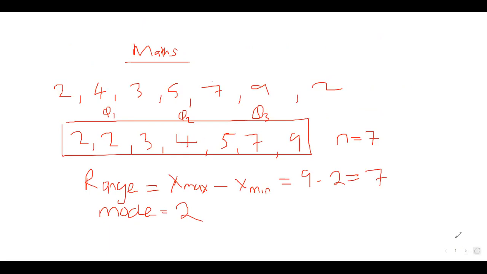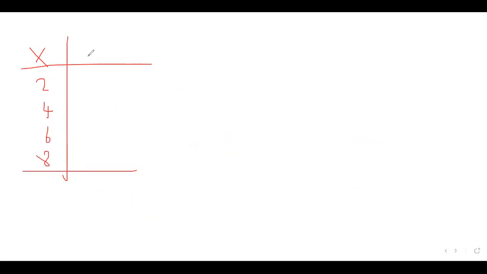All right, so let me use another set of data. Suppose we have the values of x, which is 2, 4, 6, and 8. So you square these figures here. 2 squared, we have a 4. 4 squared, we have a 16. 6 squared, we have 36. And 8 squared, we have 64. The total of this side is called the sum of x. The total of this side is sum of x squared.